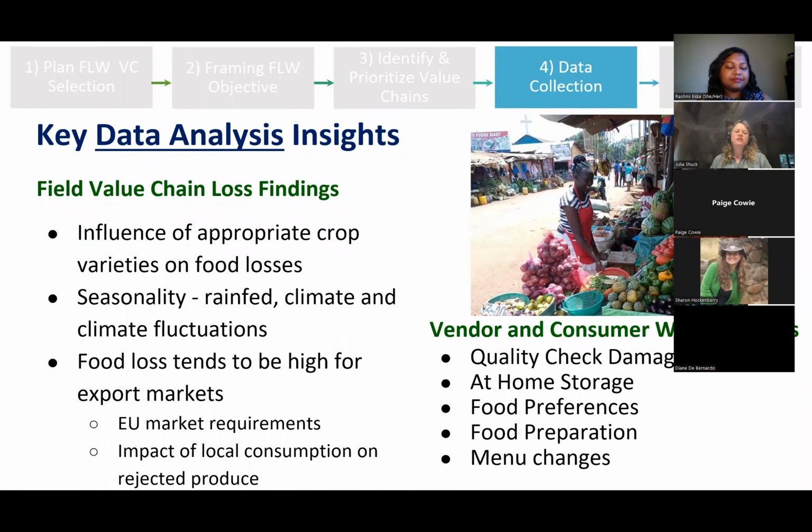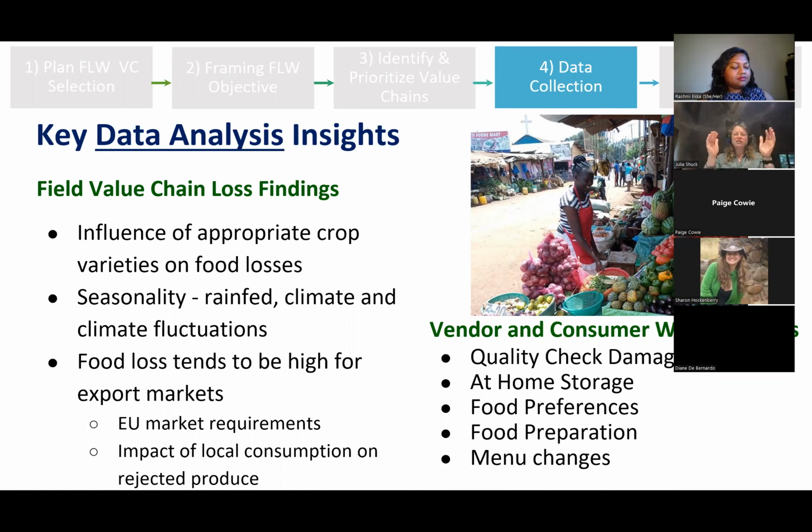And then also acknowledging the climate and climate fluctuations and how those can impact the availability of food as well. We also see that food loss tends to be really high for export markets. And again, we were kind of comparing the green beans with the tomatoes in this instance, but part of it is your international markets may have higher standards than the local markets. And part of it too is just packaging.